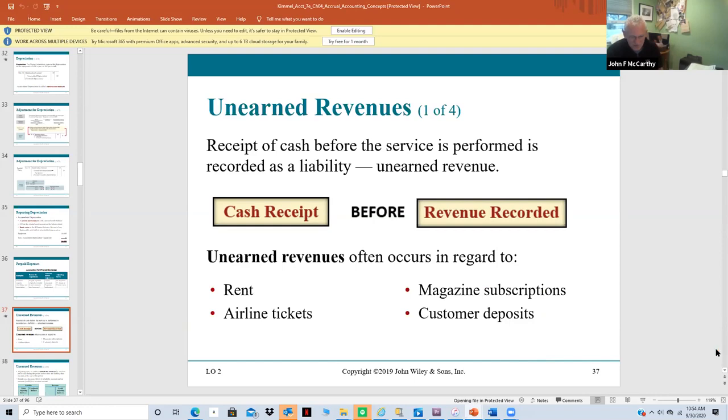But as time goes by, you have to reevaluate if that's the right value for the unearned revenue. Maybe I've earned it. When you're renting something out, you recognize the rental income ratably as time passes. With airline tickets, you recognize it when the flight's used. Magazine subscriptions, as the months pass, and other customer deposits when you perform the service obligation.